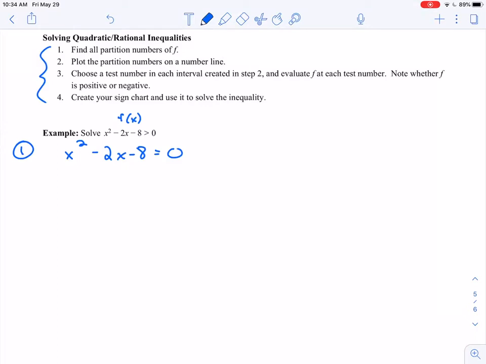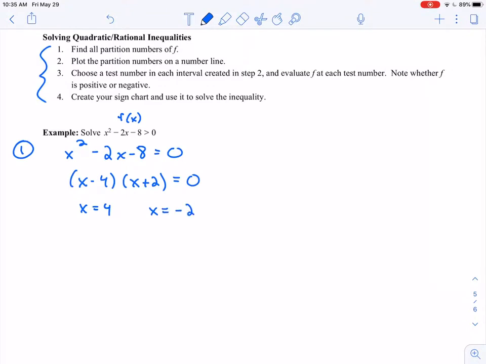So let's see, I need two numbers that multiply to be negative 8 and add to be negative 2. That would be x minus 4 times x plus 2. Set that equal to 0. I can take each factor, set it equal to 0. That will give me x equals positive 4 and x equals negative 2. So these are two partition numbers.